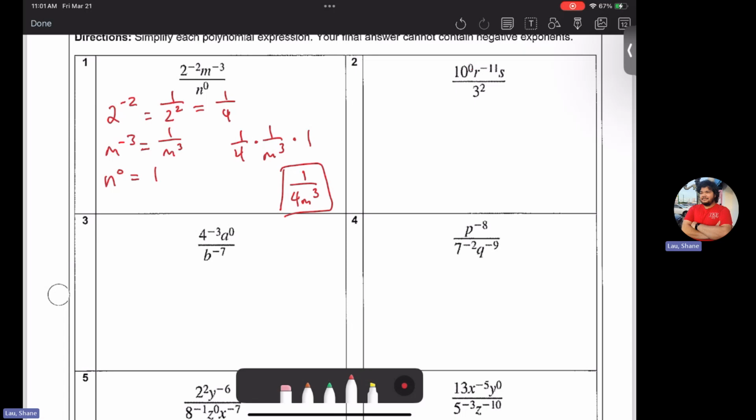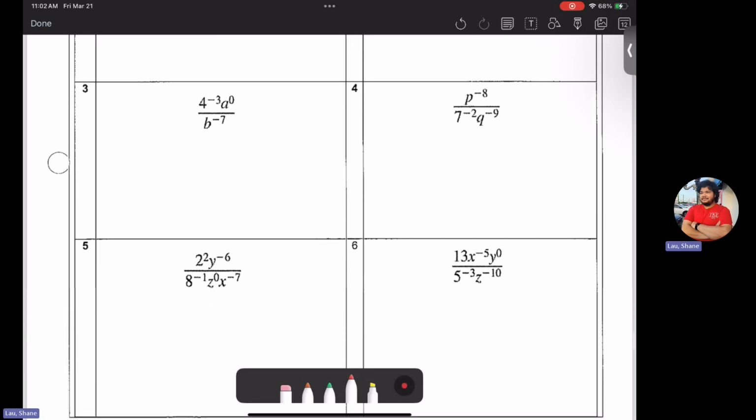So instead, actually, I'm going to cross out this 10 to the 0 because I don't need it anymore. And then I have the -11. Go ahead and take care of that. And I'm going to put it down here. I see s is by itself. There's no exponent. Therefore, we need to think about it as exponent of 1, which nothing's going to change there. Last but not least, I have my 3 squared. I have, well, 3 times 3. That gives me 9. Therefore, my answer should be s over 9 r to the 11th power. Okay, so there it is.